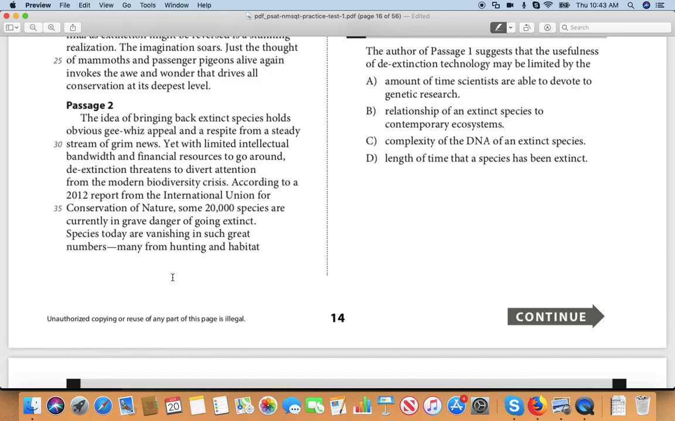Anyway, all right. Go ahead and keep reading, please. Yet with limited intellectual bandwidth and financial resources to go around, de-extinction threatens to divert attention from the modern biodiversity crisis. Okay. What does that mean? Limited intellectual bandwidth. Like limited knowledge of the things that you need to restore dinosaurs and stuff. Yeah, you're absolutely on the right track.